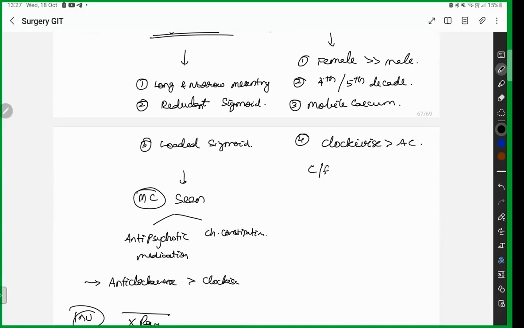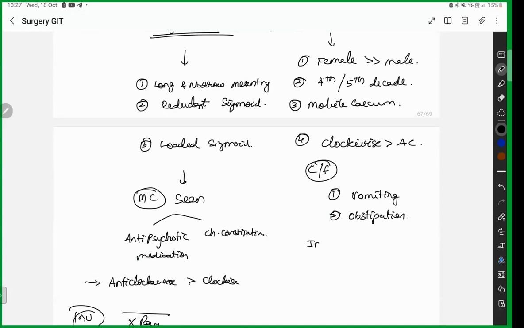And what are going to be your clinical features? Number 1, you're going to have vomiting. Number 2, you're going to have obstipation. So constipation plus no flatus, that is called obstipation. Okay, very similar to that of your bowel obstruction.